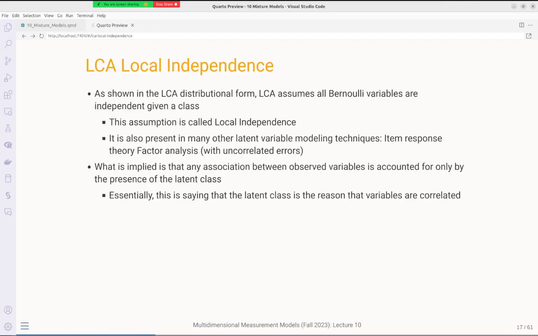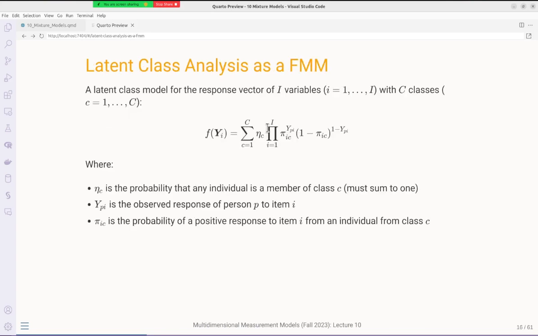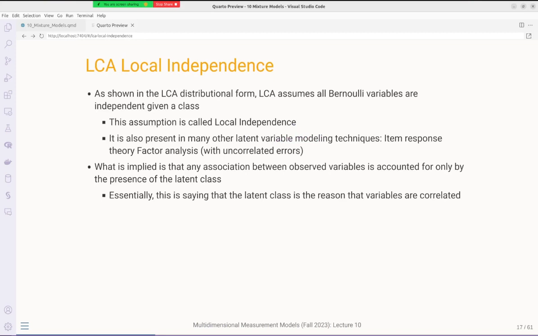So let's talk a little bit about local independence. In latent class analysis, all the items are independent, conditional on class. You think that's a good idea? I don't know. Any model conjecture may or may not be a good idea depending on your data. Let's talk a little bit more about where it comes from. We use local independence in IRT. We use it in factor analysis when we have uncorrelated errors.